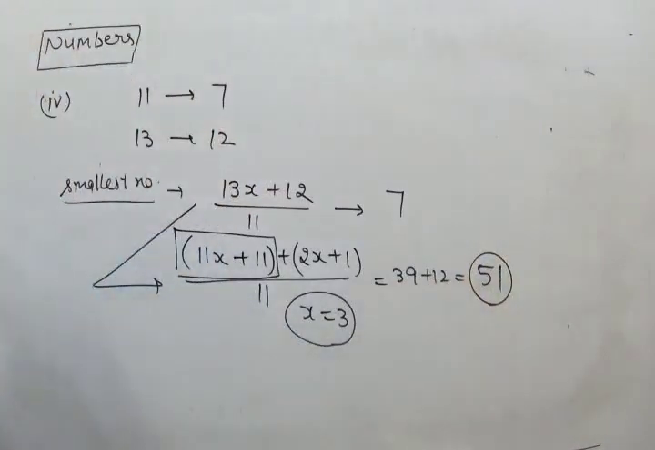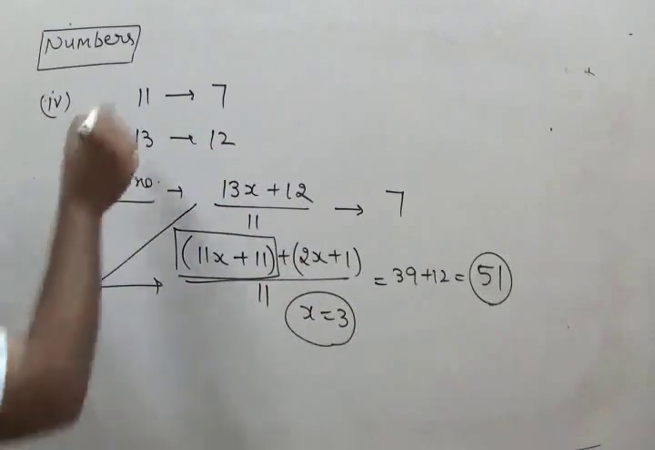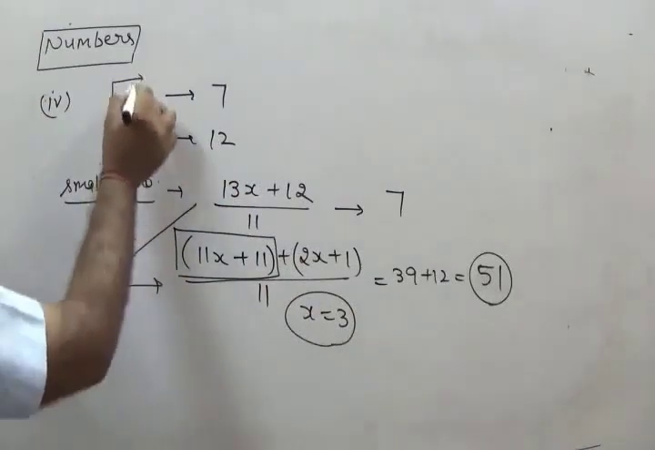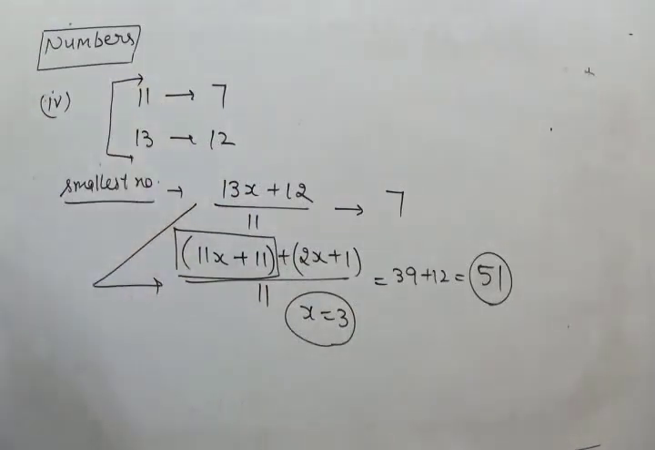Now you may check out. When 51 is divided by 11, the quotient is 4 and the remainder is 7. When 51 is divided by 13, the remainder is equal to 12. So that is the smallest number that satisfies both conditions. My smallest number of this type is said to be 51.